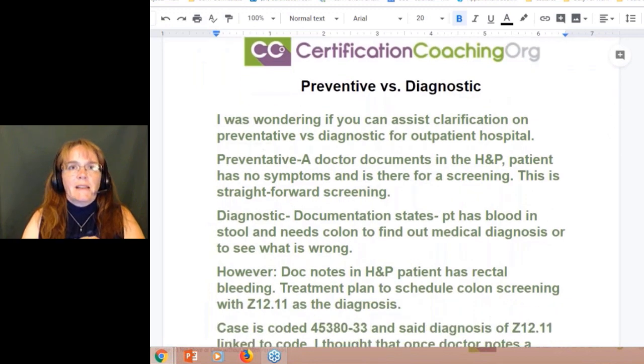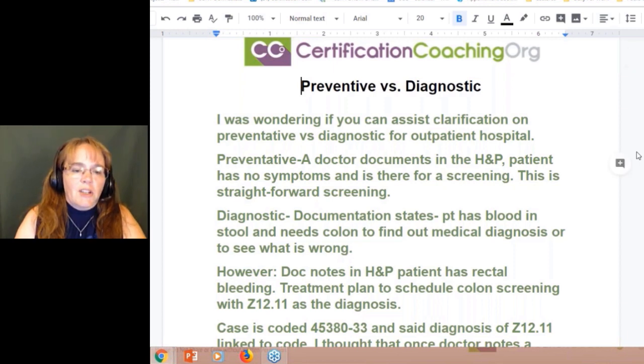But that is how to code specifically that colonoscopy if it doesn't get to a certain point, or if it did get to a certain point, what code is it? What do you use for modifiers and such? Anyways, this person just needed some clarification for outpatient hospital procedure. A preventive, the doctor is documenting the H&P, the patient has no symptoms, and so they said, okay, we'll do a screening.